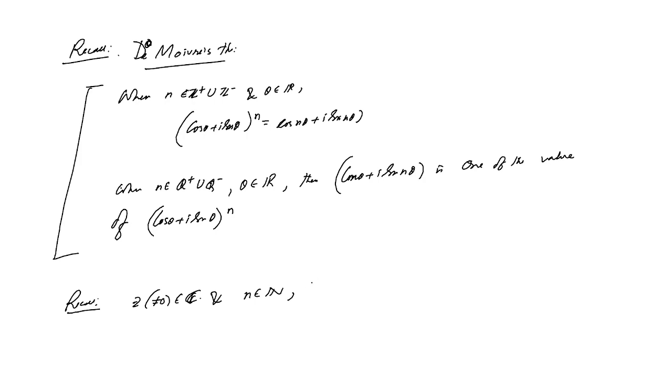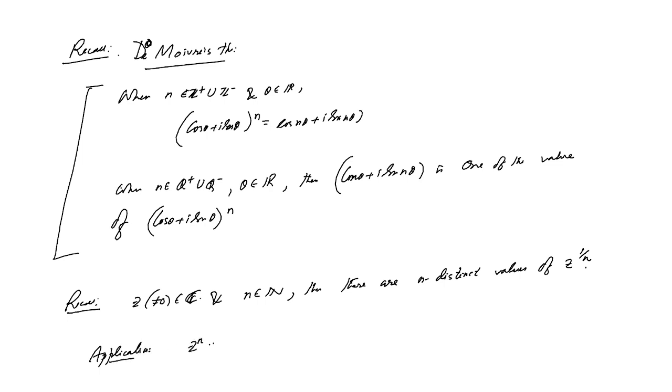Then there are n distinct values of z to the power 1 by n. This is very important. You will see the proof in different books. This is a very important theorem. Here is one important, very famous application related to de Moivre's theorem.